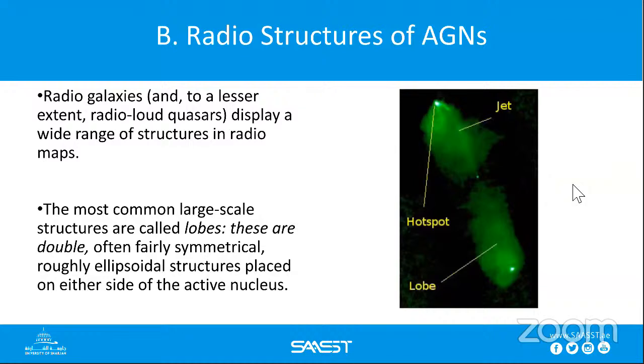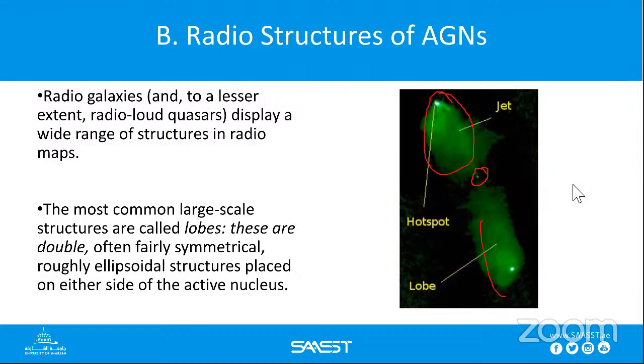If you talk about AGNs, when you observe them in the radio, from now on I'm going to present only radio contours, radio images taken by radio observatories. So this is one typical morphology of an AGN. You have a core here, this is a radio core, this is a radio image. We have these blobs, which we call radio lobes.